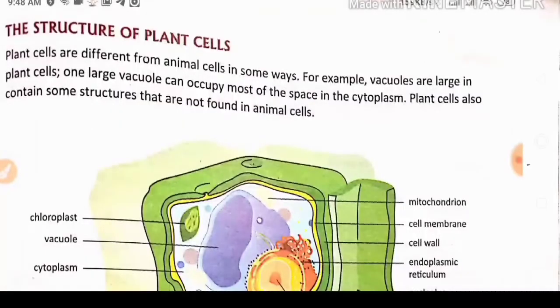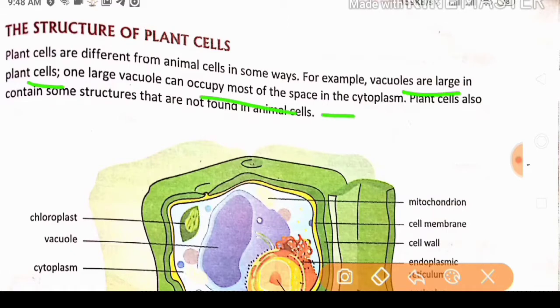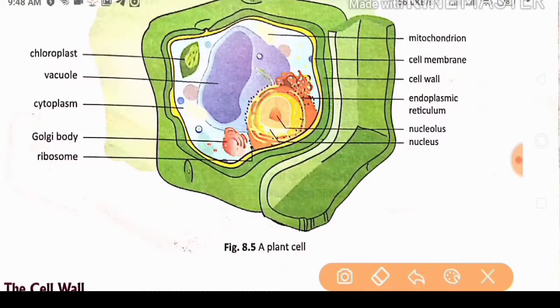Now we move to the structure of the plant cell. Plant cells are different from animal cells in some ways. For example, vacuoles are large in plant cells. One large vacuole can occupy most of the space in the cytoplasm. Plant cells also contain some structures that are not found in animal cells. So you can see here, the vacuoles are of very large size.